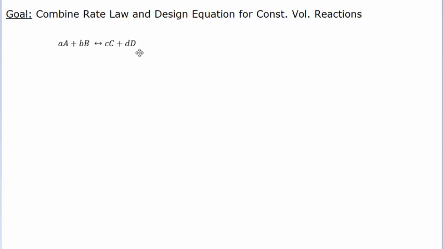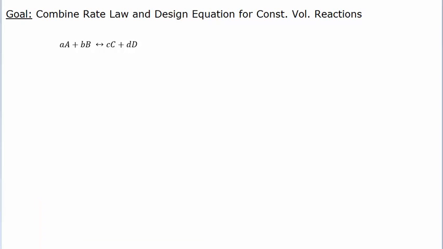Suppose you have a general reaction that looks like this. So you have A and B, two species reacting to make C and D. And we'll just leave the stoichiometry as pretty general. We'll just say that these coefficients right in front are a, b, c, and d. They could be any, I guess, positive number greater than 1. Okay, as long as matter is conserved, of course.